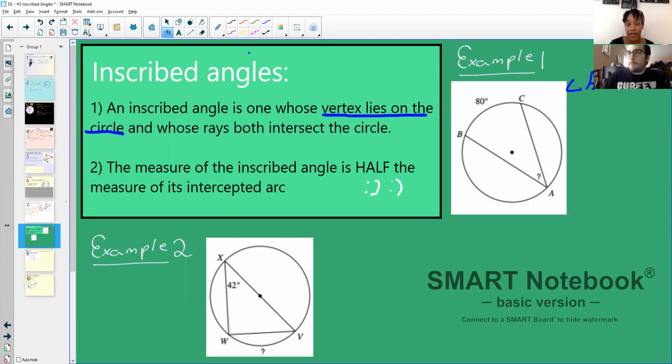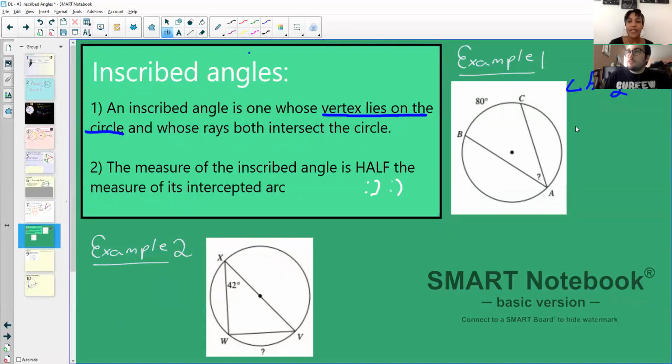So the angle that we're looking for is angle A. What's the intercepted arc here? What's the name of it? You can just type it out. What's the name of the arc? That's the intercepted arc. Oh, so Dom said it, BC. Perfect, thank you, guys. So angle A has to be half of whatever BC is.